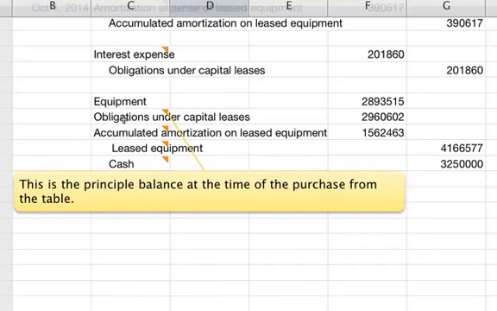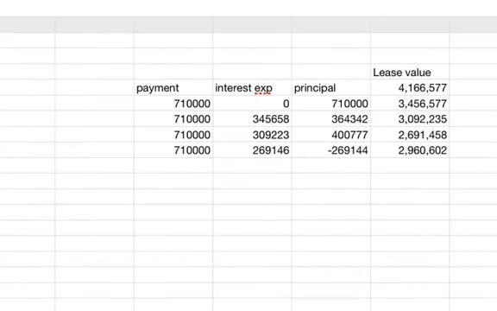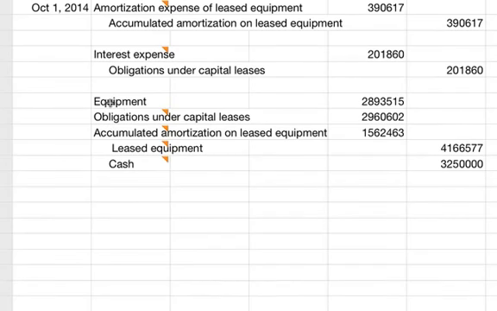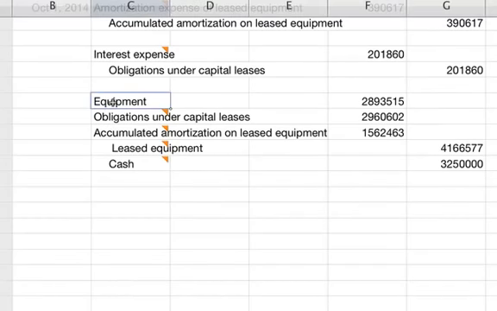The obligations under capital leases, this is the principal balance at the time of the purchase from the table, 2,960,602. That's the principal lease, or the value left in the lease that has to be paid off. And we are debiting equipment. This is the amount that's going to stay on our books of the equipment, 2,893,515. And that is how you do that problem.